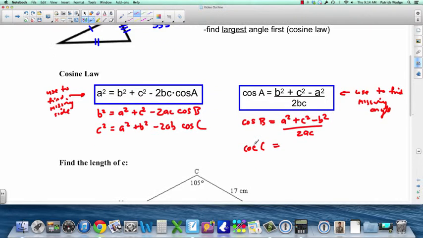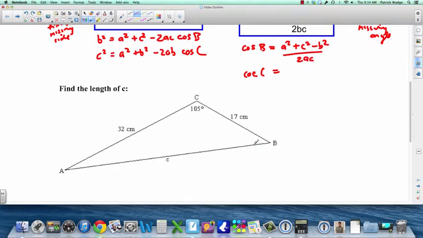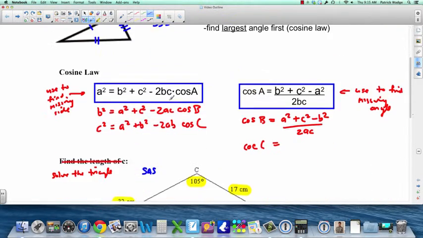Okay, so let's do two questions and we're done. The first question says find the length of c, but actually I'm going to change this. I'm going to change the question to solve the triangle. In other words, we have to find everything. We have to find all three angles and all three sides. And so far what we have is two sides and the angle in between them. So what situation is this? This is a side angle side. So we need to use the cosine law. Now, if you don't want to memorize the two cases where you use the cosine law, here's what you can do.